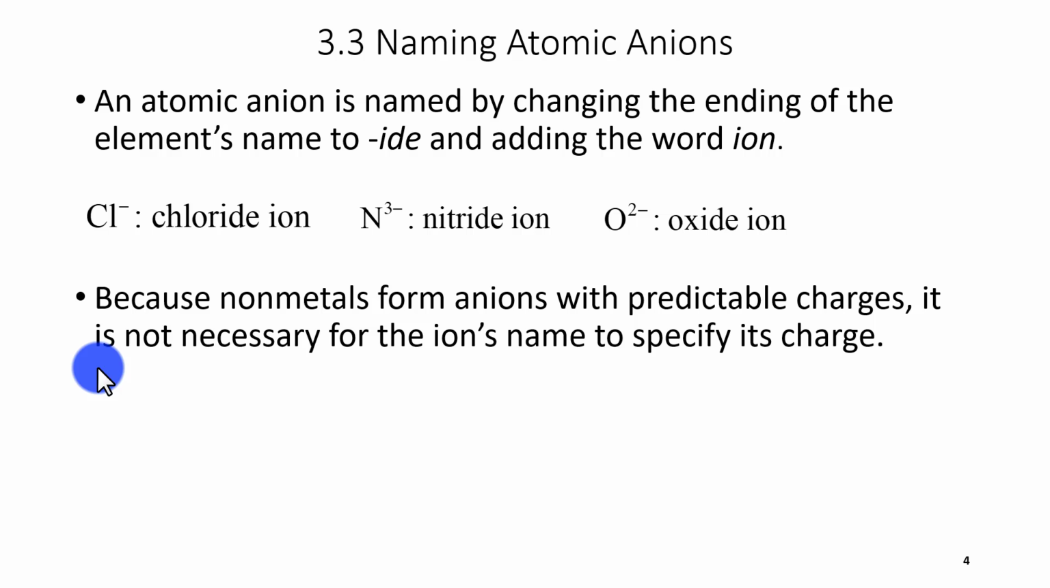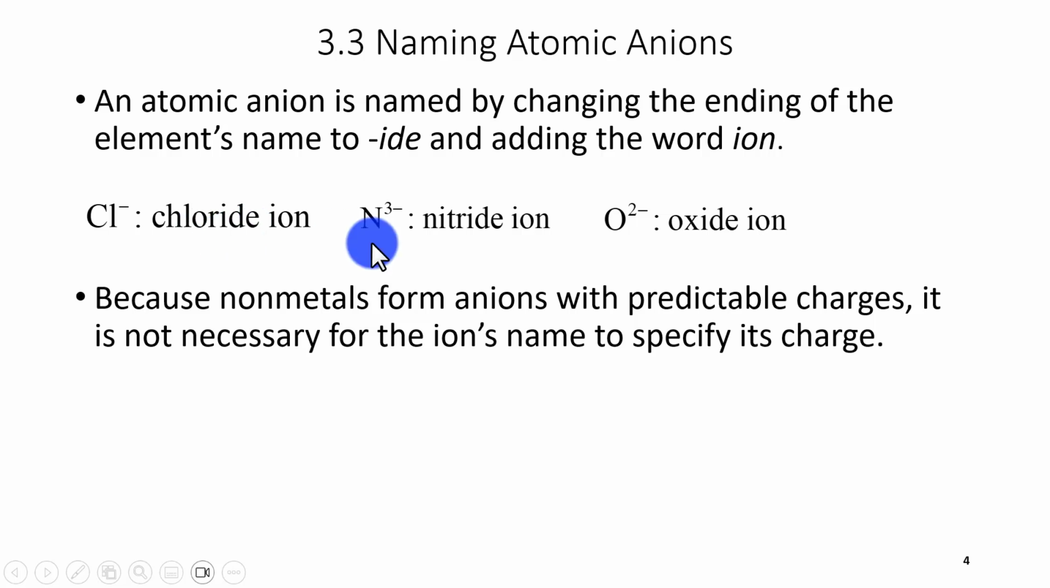How to name anions. When we are naming anions, we write the name of the element, we drop the ending, and we add IDE at the end. For example, we look at chlorine. Chlorine forms an anion, a negative ion, and when we write the name, instead of writing chlorine ion, we drop the -ine ending and we add the -ide at the end, and this becomes chloride ion. For nitrogen, we say nitride ion, the -ide ending.